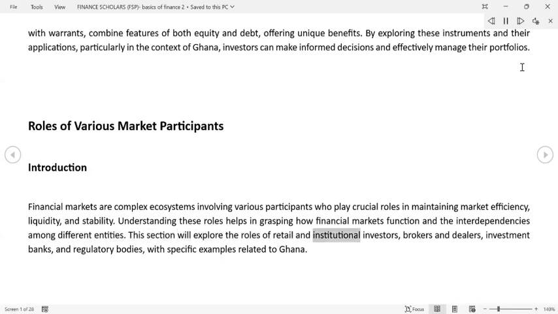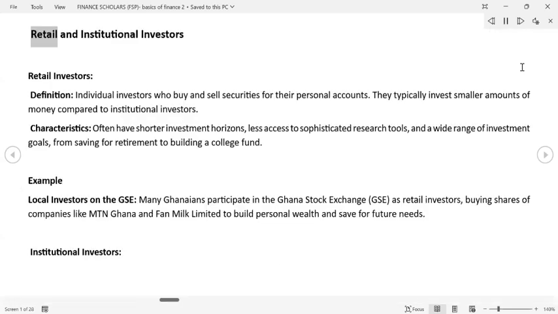This section will explore the roles of retail and institutional investors, brokers and dealers, investment banks, and regulatory bodies, with specific examples related to Ghana. Retail and institutional investors. Retail investors.